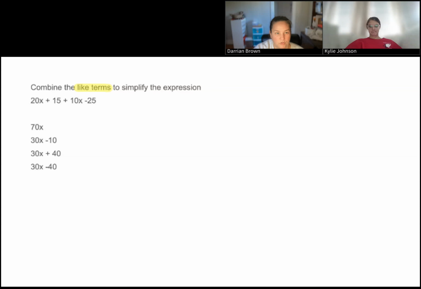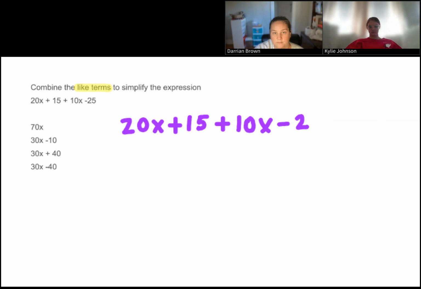So we've got 20x plus 15 plus 10x minus 25. Okay, so like terms tells us that we need to combine the numbers that have, so some numbers will have a variable attached to them, which is a letter, and some numbers will have nothing attached to them.